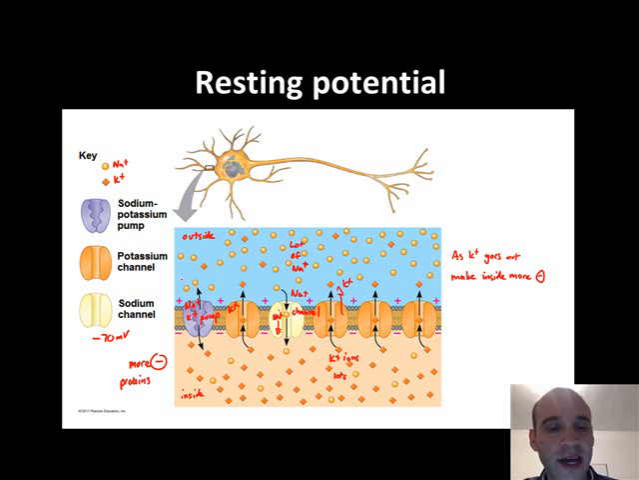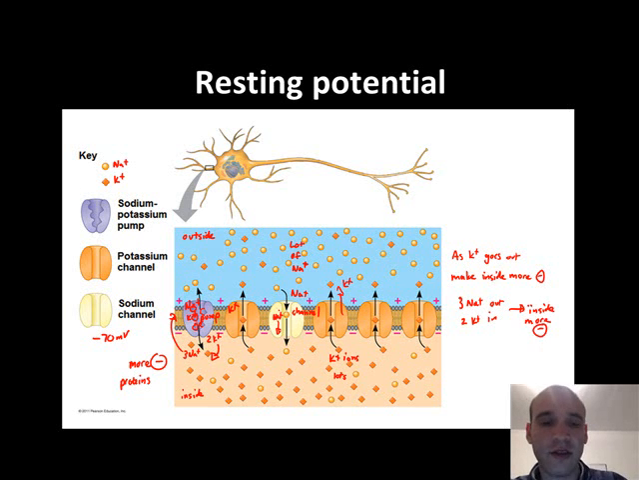And what we're seeing here is that there are 3 sodium ions that get sent out for every 2 potassium ions that get sent in. So 2 potassium ions are pumped in and 3 sodium ions are pumped out. And if that's the case, since there are 3 sodium ions being pumped out for 2 potassium ions pumped in, this is also going to make the inside more negative.